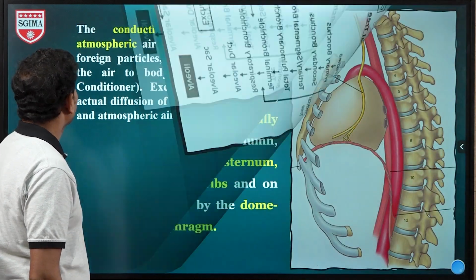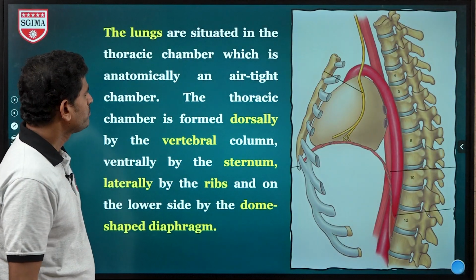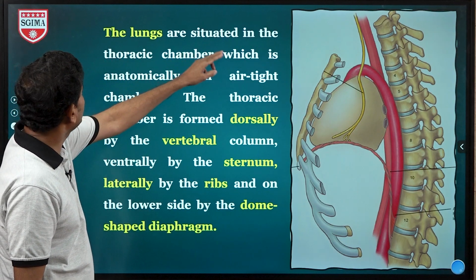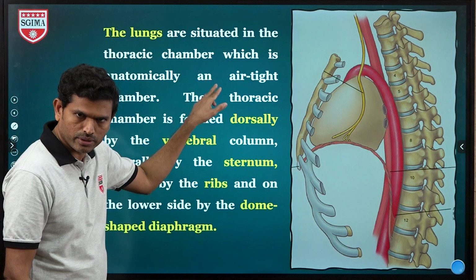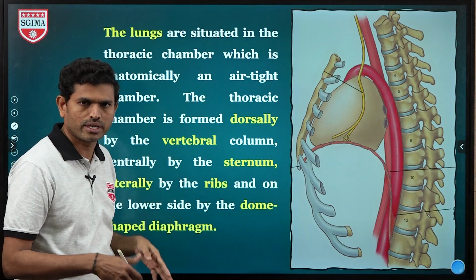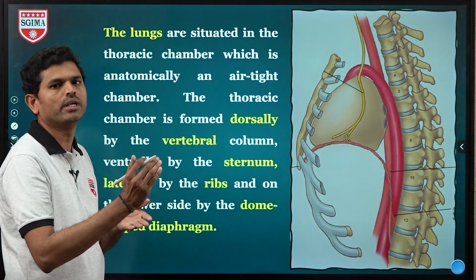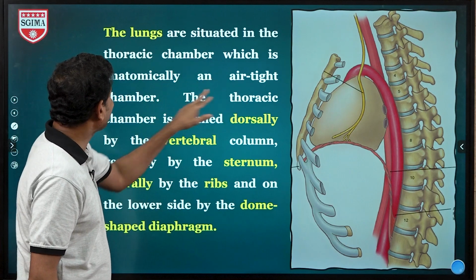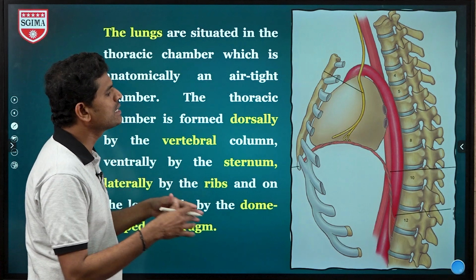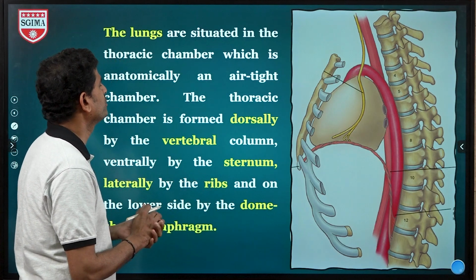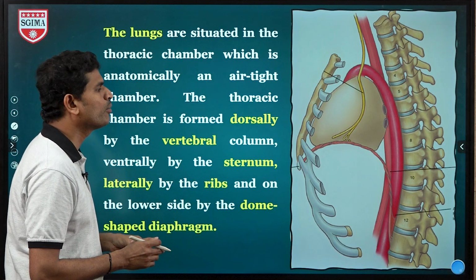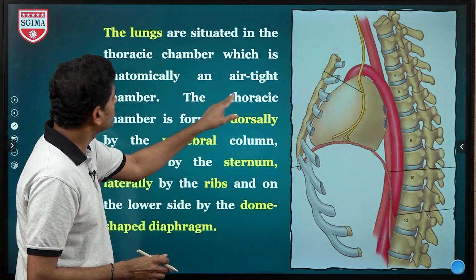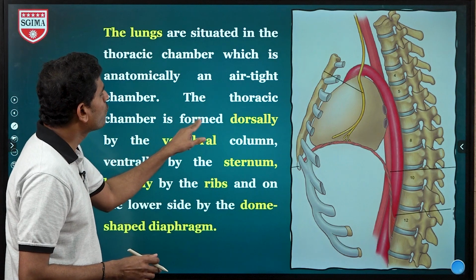Next slide. The lungs are situated in the thoracic chamber. As we know, the lungs are situated in our thoracic chamber, above the diaphragm. Now, the thoracic chamber is anatomically an airtight chamber. How can we say this? It is the thoracic chamber that is formed.